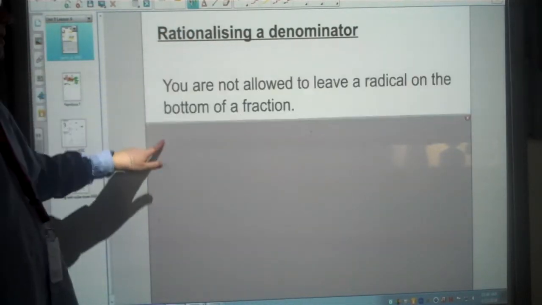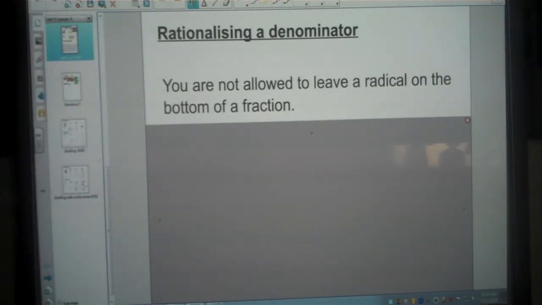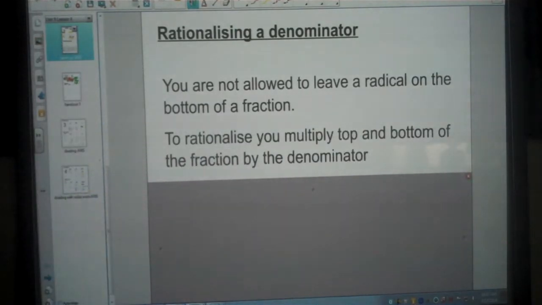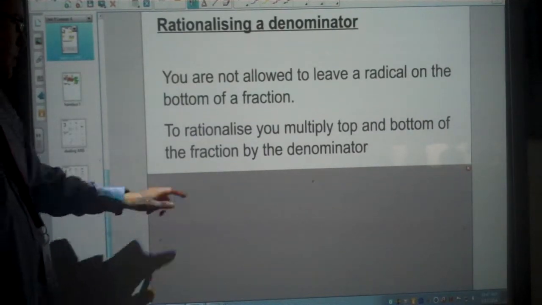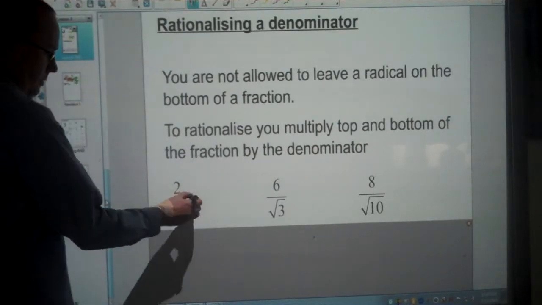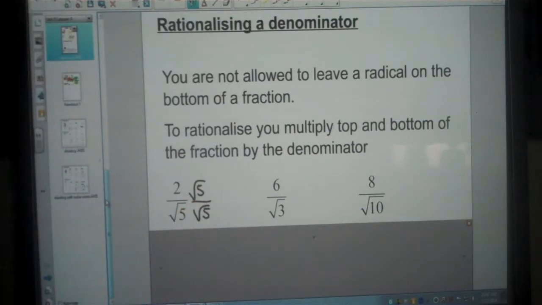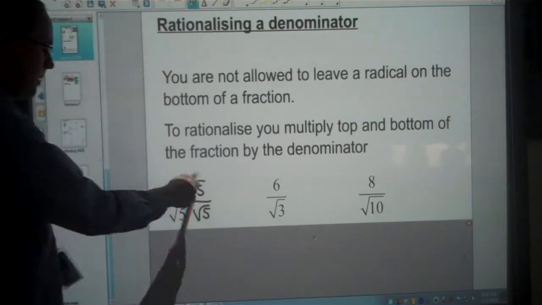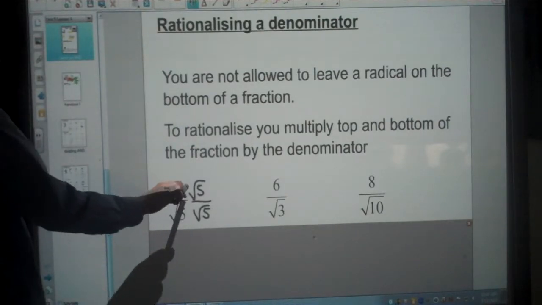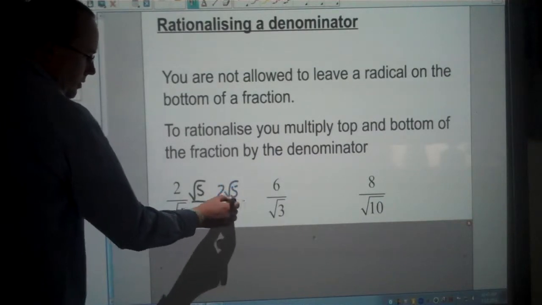Now, how to do this is actually quite simple. First of all, why are we doing this? Well, we're not allowed to leave a radical on the bottom of a fraction, because that looks confusing. So to get around that problem, to rationalise, you multiply the top and the bottom of a fraction by the denominator. So what do I mean by that? Well, if I have 2 over radical 5, what I'm going to do is I'm going to times top and bottom by radical 5. Now when I do this, the top part, I can't simplify, because one's a number and one's a radical. So it's just 2 radical 5.